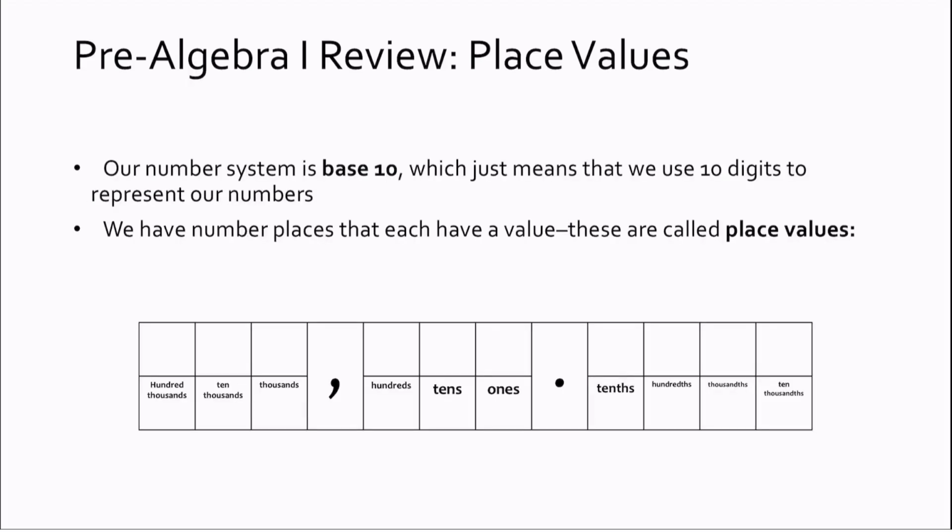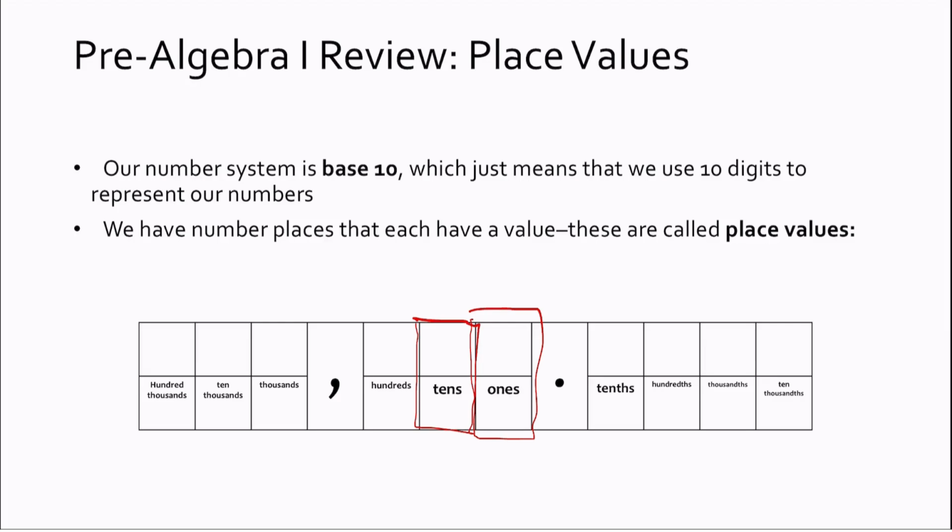So our number system is base 10, which just means we use 10 digits to represent our numbers. We have the digits 0 through 9. And each place has a value, and these are called place values. So for example, in the ones place here, we could put any digit from 0 through 9. If we go above 9, we go back to 0, and then we put a 1 in the tens column. And that's basically how our place values work.